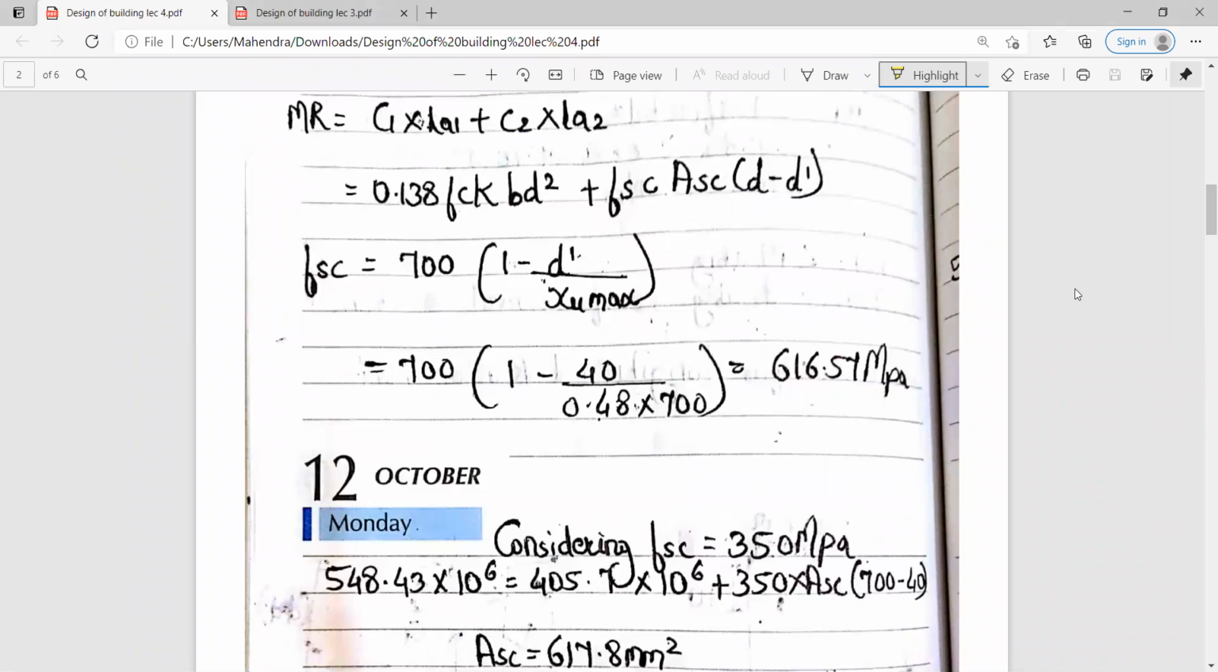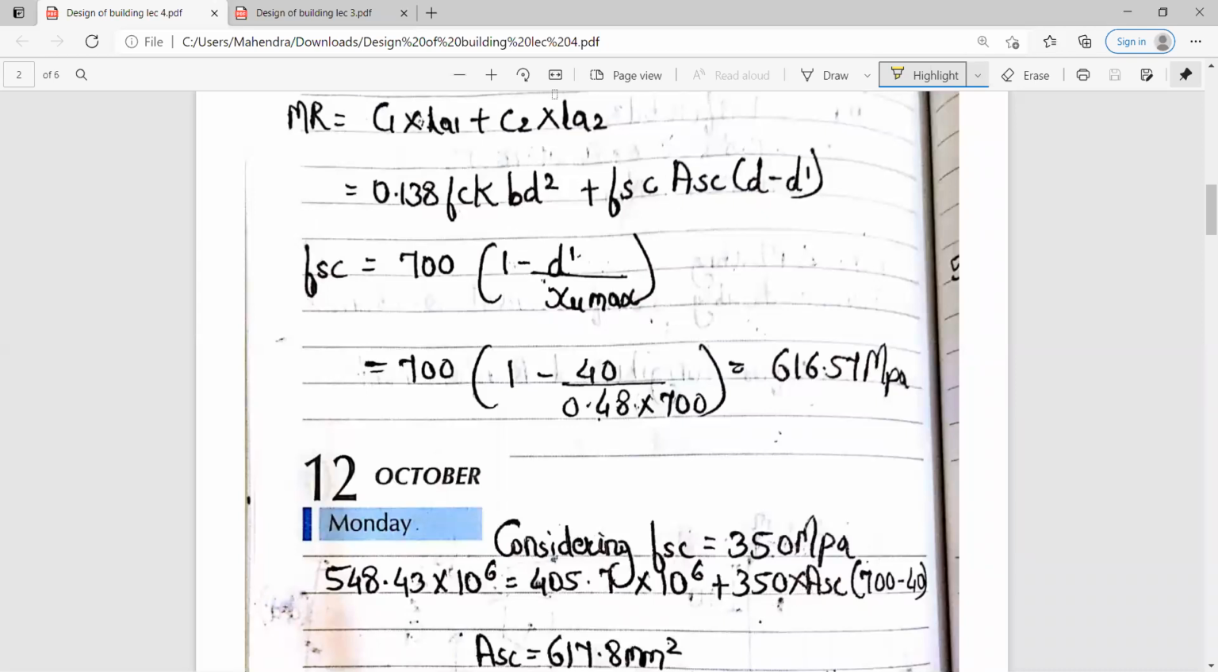Then 0.138 FCK into BD square, you have calculated. After substituting the values of FCK, B and D: FCK is 20, width is 300 and the depth is 700. So after substituting all the values, you will get the value for ASC.